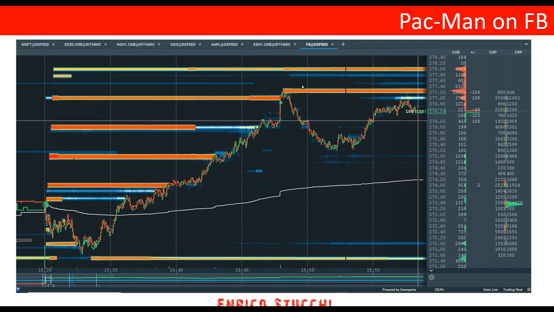But this is the pattern, the continuation pattern. So if you see something like this, don't try to go short, because buyers are in control. Engrave it. Buyers are in control.